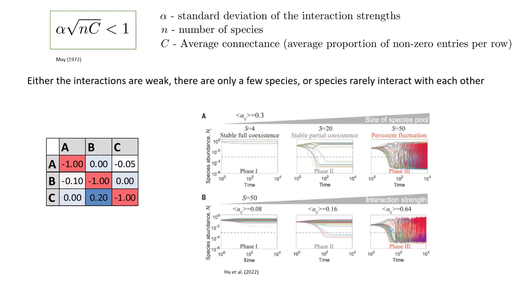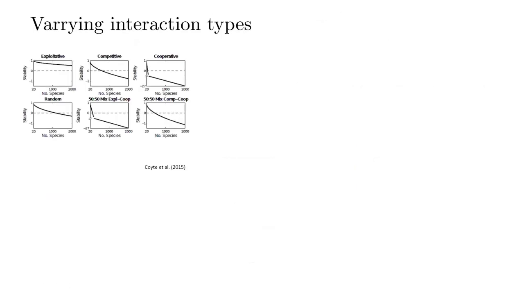And this is an example applying this theory: if you either increase the size of your species pool, so you have more species competing, or increase interaction strength, you get unstable communities. Either some species go extinct from the communities, or they go into oscillations.